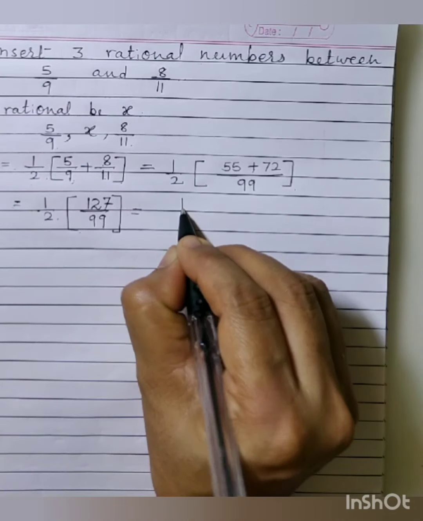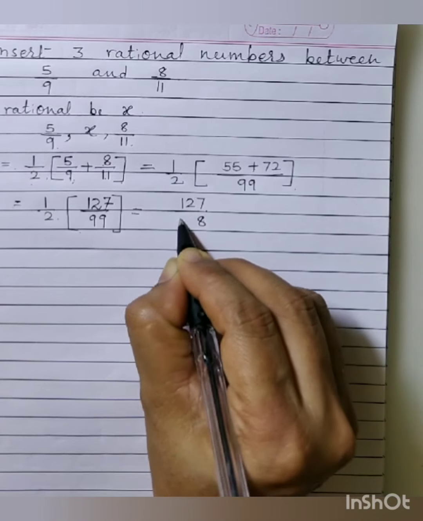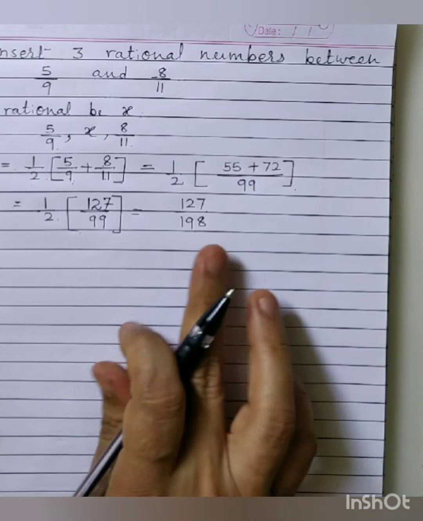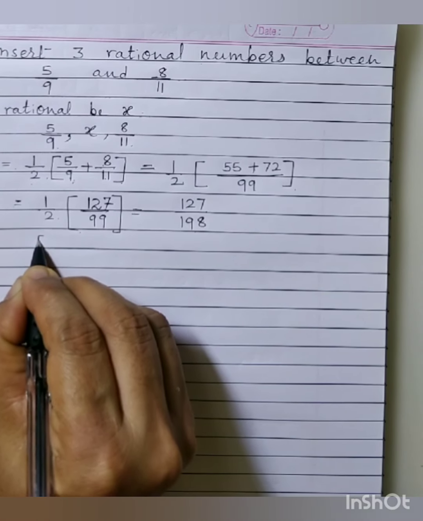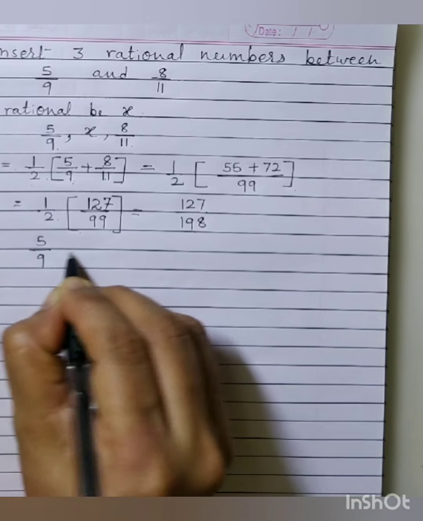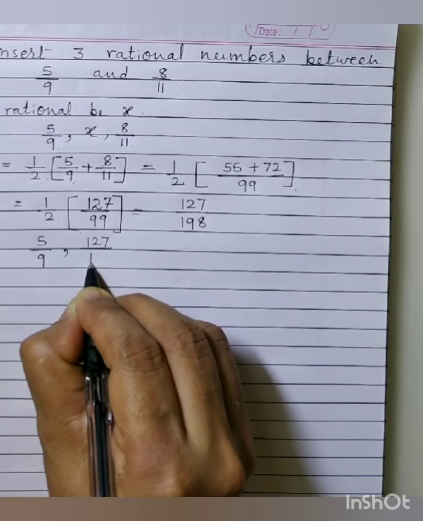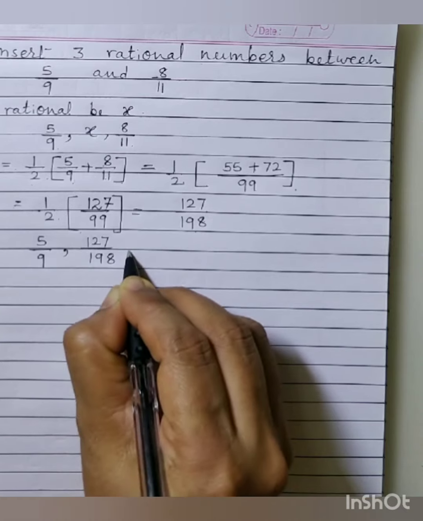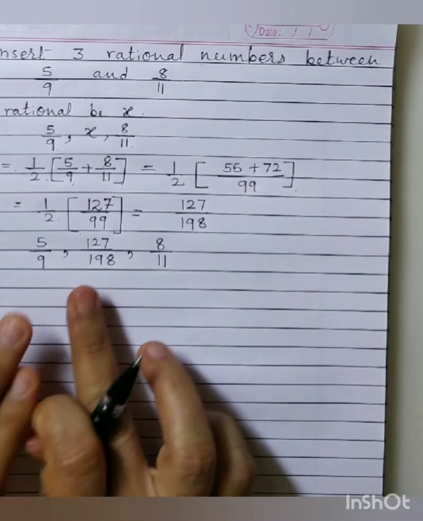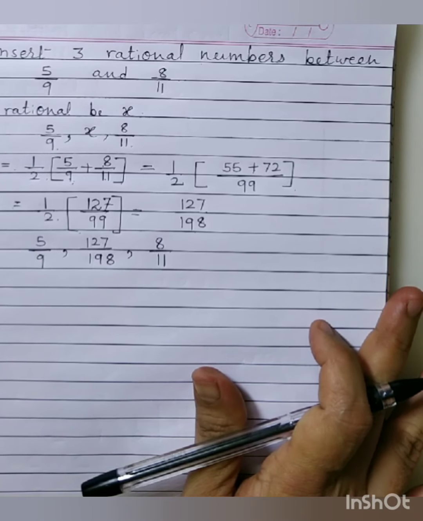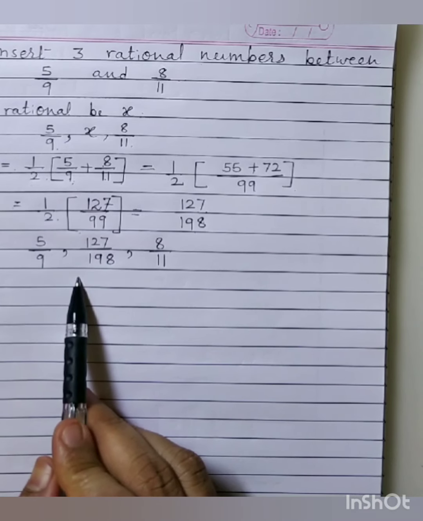Multiply 1 by 127, that is 127. 9 2s are 18, 198. This is our first number introduced. So how do you write it? 5 upon 9, comma, 127 upon 198, comma, 8 upon 11. One number is introduced here. 3 we have to find, so 2 more we have to introduce.